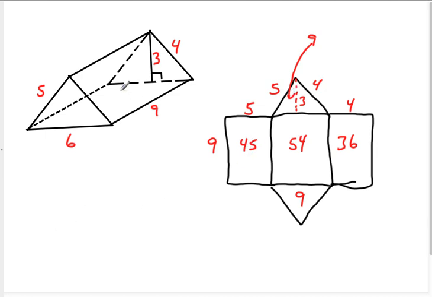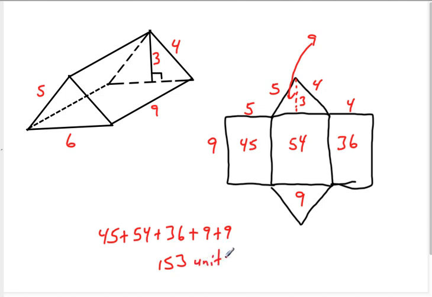And so the surface area of this triangular prism is 45 plus 54 plus 36 plus 9 plus 9. So when we add these all up, we get, let's see, 99 plus 36 is 135, plus 9 is 144, and then 153. Might have to check my math on that. I feel like I made a mistake, but I'm not sure.